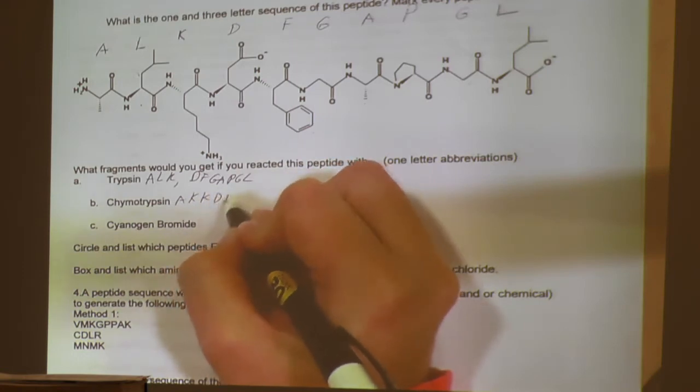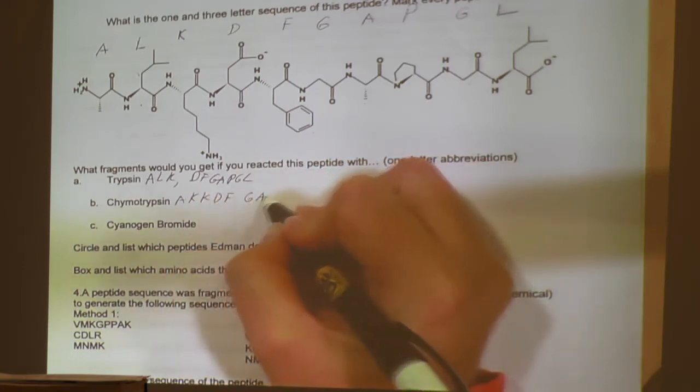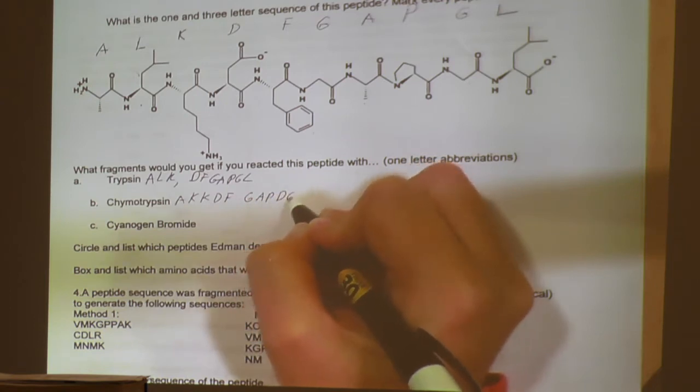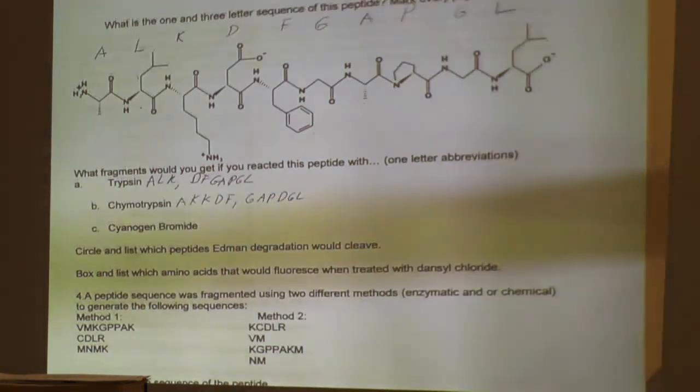So D. Okay. What about cyanogen bromide? What does that do? It cleaves the C-terminus of methionine residues. Okay. Do we have any cleavages here? No. So if you're asked something like that, you would just write down the whole peptide sequence again. Okay, everybody got it? Awesome.